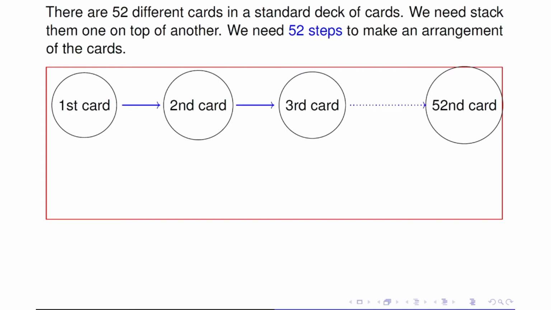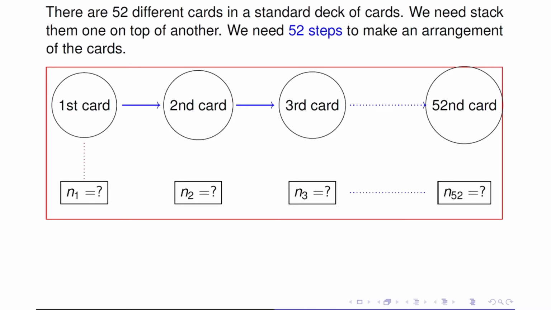Now, let's think about this. How many different choices do we have for the first card? At the very beginning, when we choose the first card, there are 52 cards in the standard deck to choose from. So we have 52 different cards to choose for the first card. So n1 equals 52.